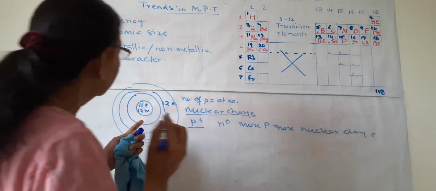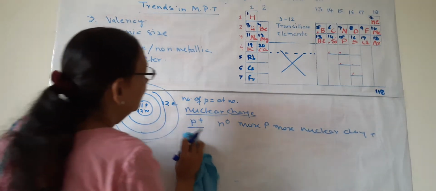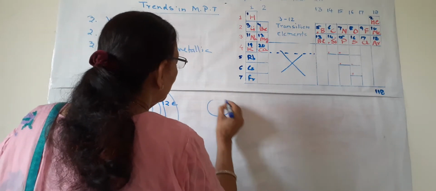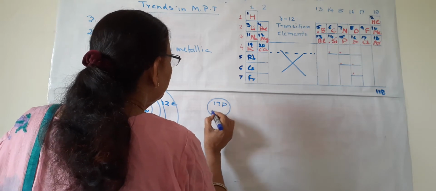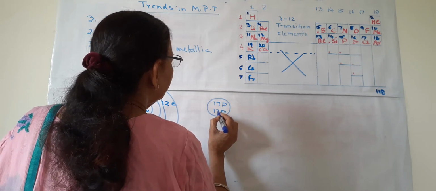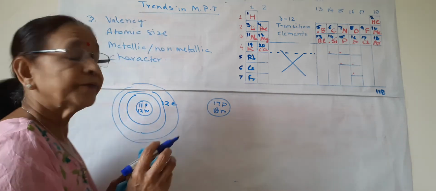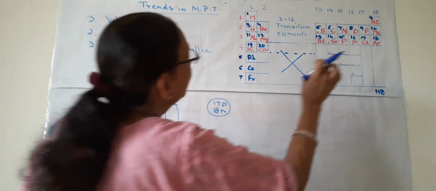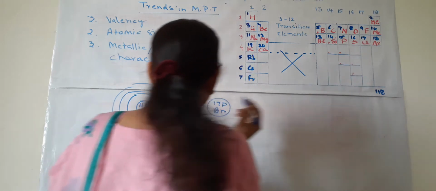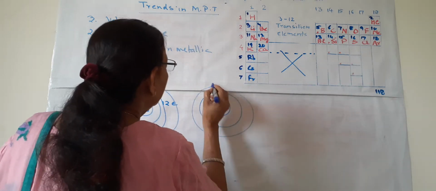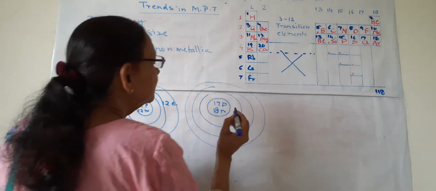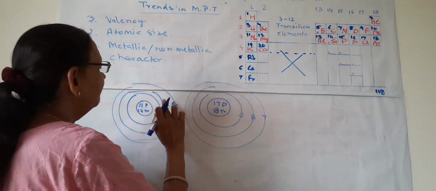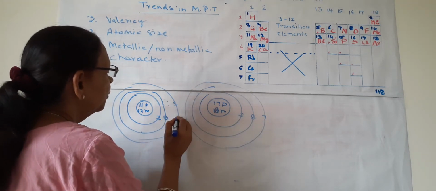Now what will happen? This is the nucleus of sodium. Now I am making the atom of sodium. I am making the atom of chlorine. It is having 17 protons and 18 neutrons. And how many shells will be there? There will be 3 shells because it is in the third period. So again 3 shells will be there. And what is its electronic configuration? 2, 8, 7. Here the electronic configuration will be 2, 8, 1.